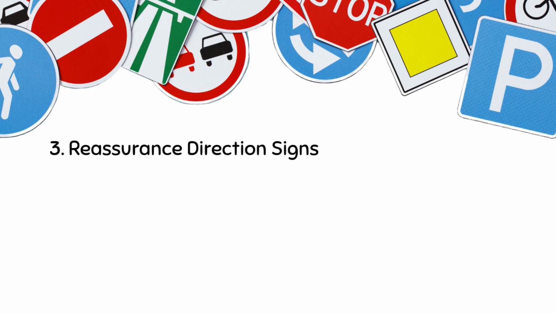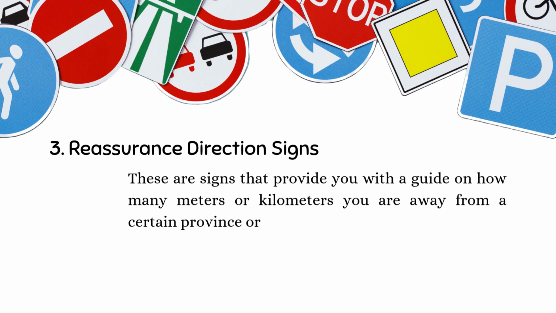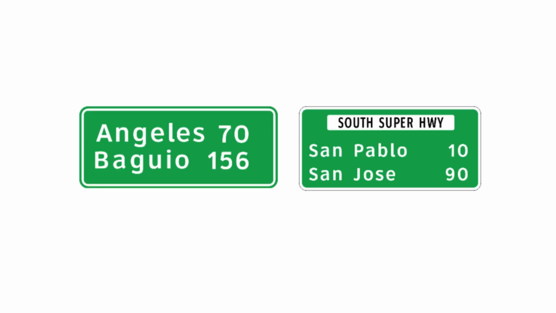3. Reassurance direction signs. These are signs that provide you with a guide on how many meters or kilometers you are away from a certain province or exit. These are examples of reassurance direction signs.